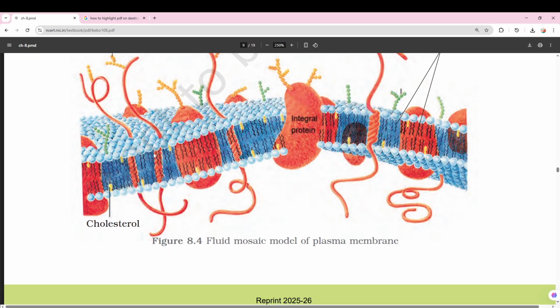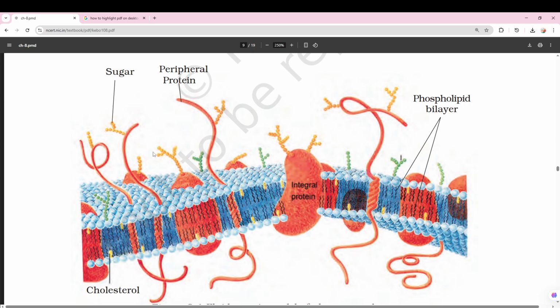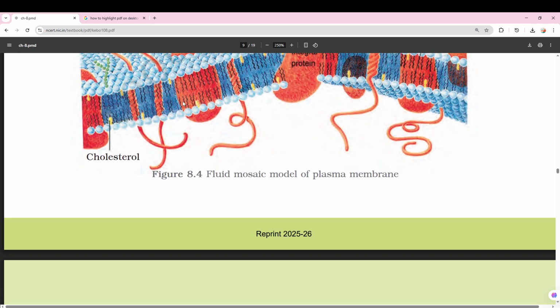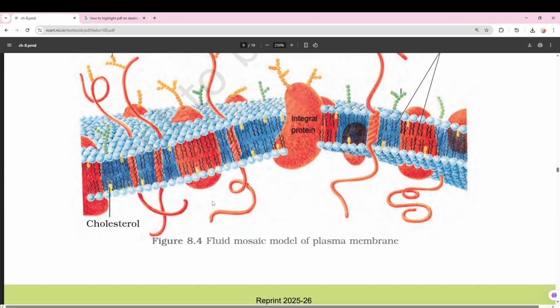This is the fluid mosaic model of plasma membrane. This is the integral protein and this is the peripheral protein. These are the sugars, carbohydrates, and this outer layer, this is the polar head and this is the non-polar tail, which is hydrophobic, which needs protection from the outer aqueous environment, and these tiny yellow things are cholesterol in between the non-polar tails of fats or lipids.